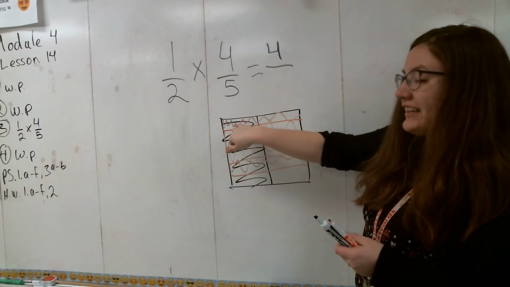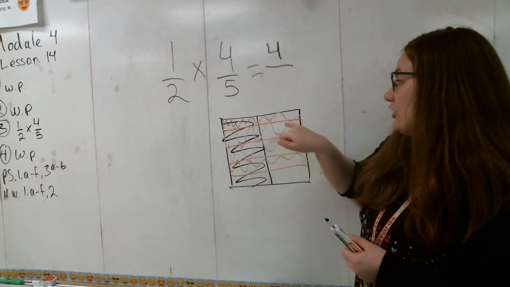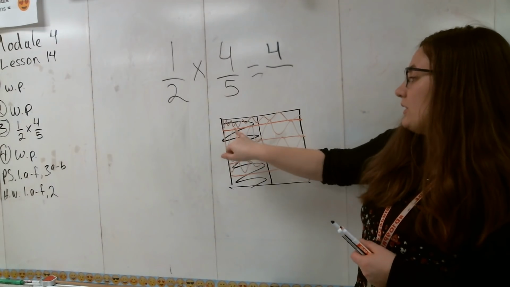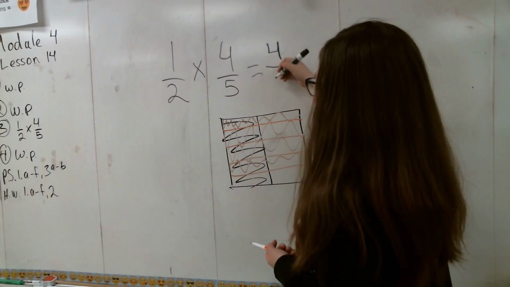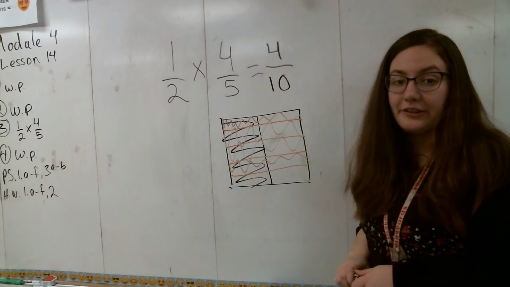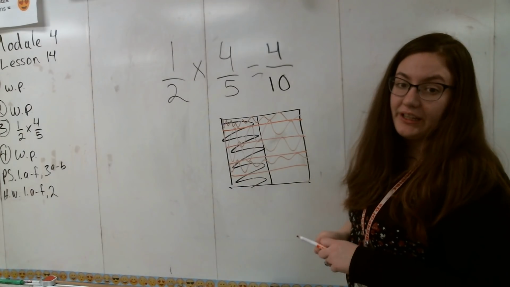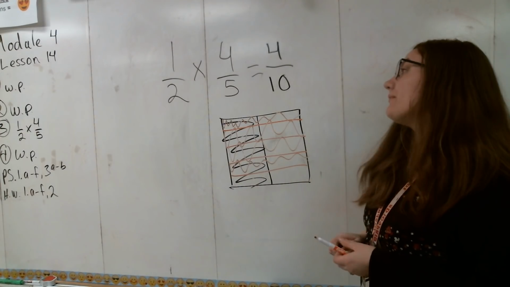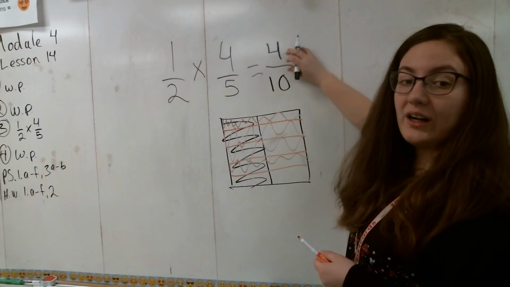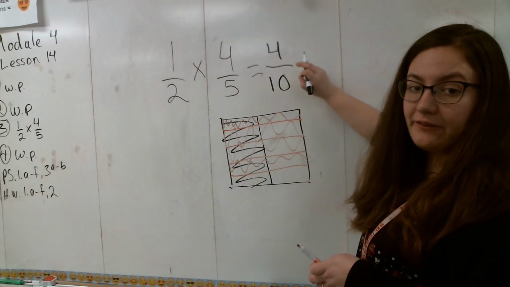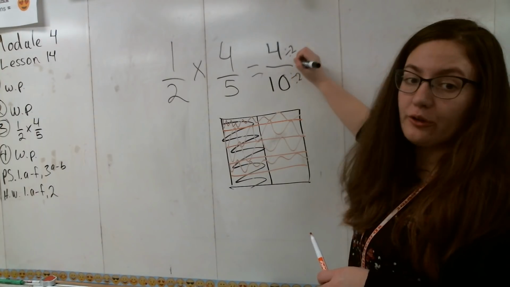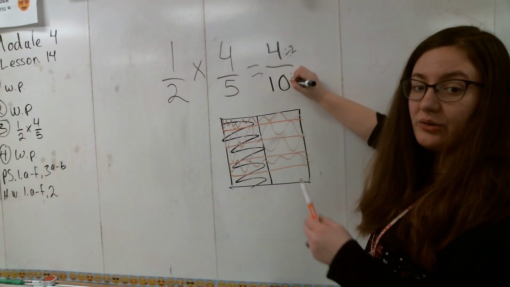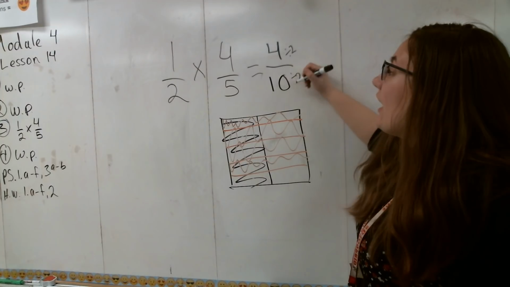So instead of counting all of it, I'm just going to go 1, 2, so I know it's going to be 2 times 1, 2, 3, 4, 5. So I have 2 times 5, which gives me 10. But remember, we want to make sure that we are simplifying our fractions. So 4/10, I can simplify by 2 because I know that I can divide both 4 and 10 by 2, and that's the biggest number that I can simplify them by.